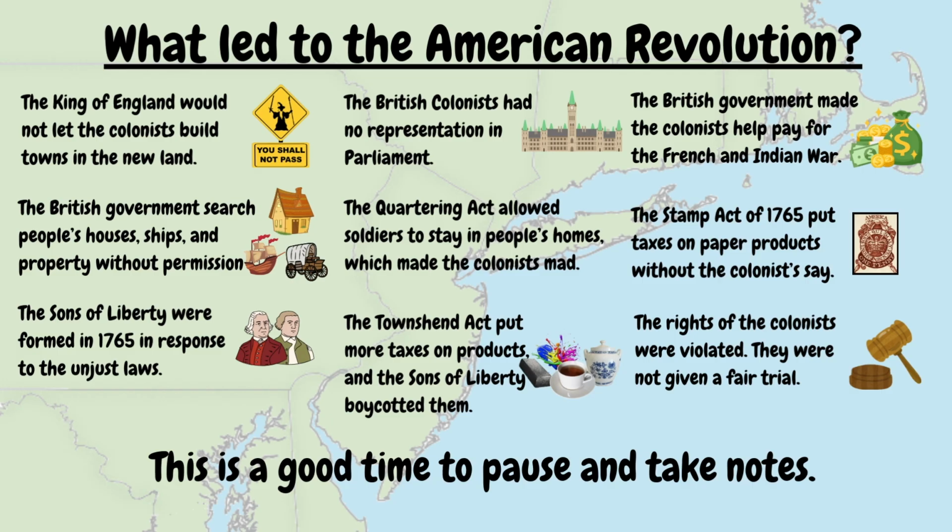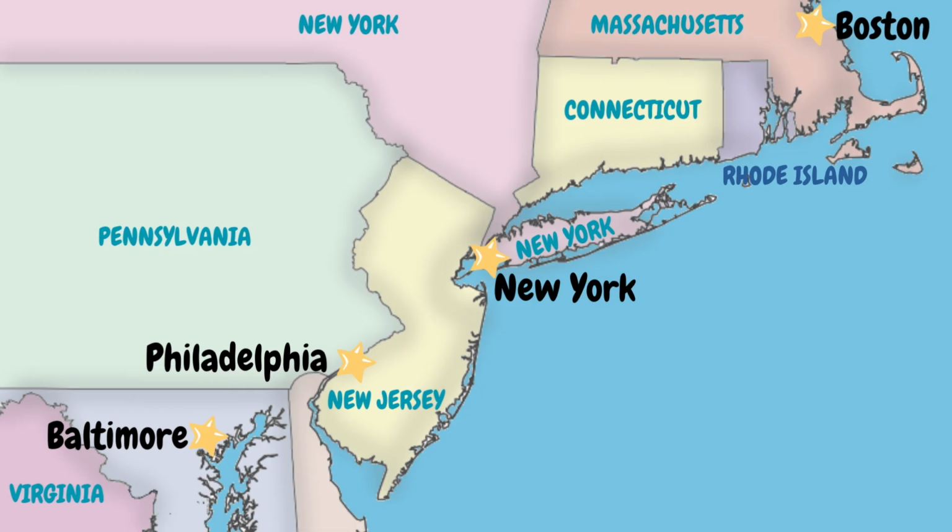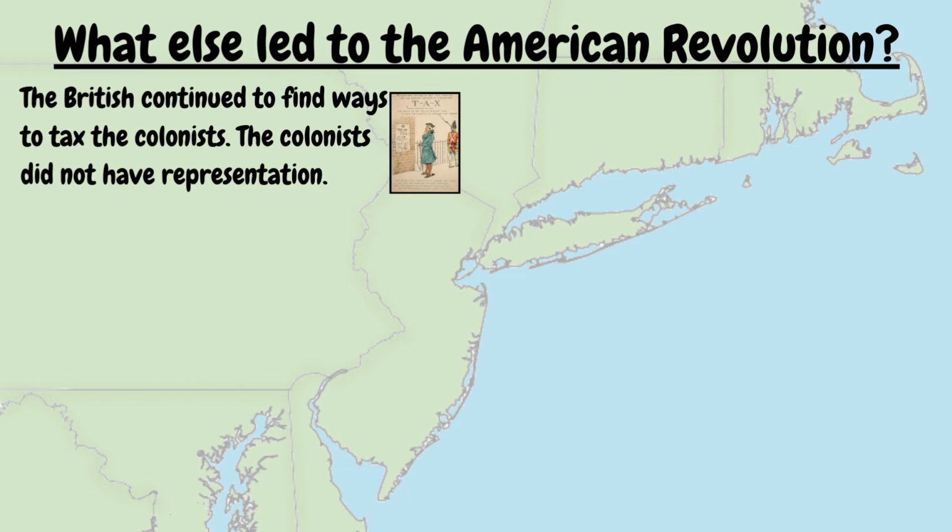If you haven't done so already, this is a good opportunity to pause the video so you can take down notes from the previous video. One of the biggest issues the colonists faced was that they didn't have representation in Parliament, and the British were finding new ways to make them pay for the French and Indian War.